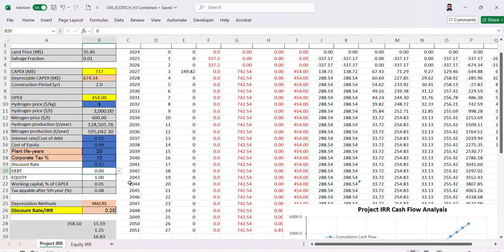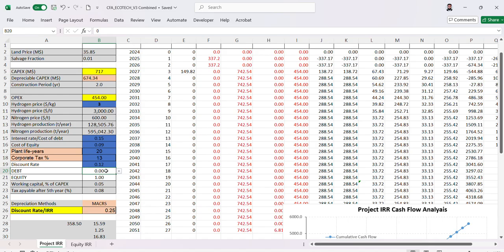because we assume that all the money is coming from the project itself. We are not bothering about where the finance is coming from. So it is assumed that all the money is coming from the project itself, and we are not taking a loan from a bank or any other sources. So that is called project IRR.